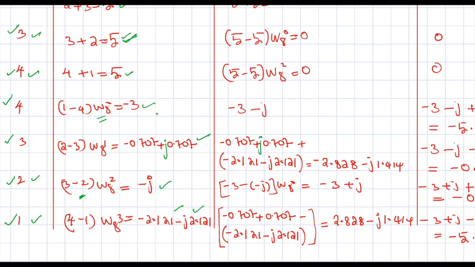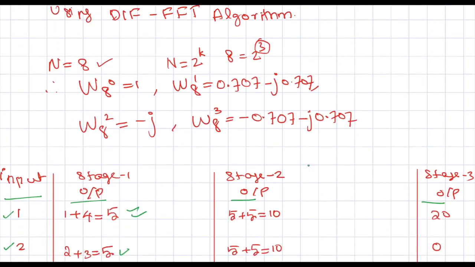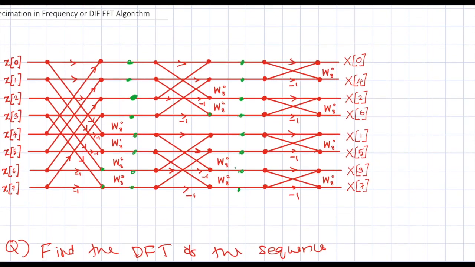Then you will have to take this 3, subtract this one, then you multiply it with W80, so that will be this number. Then you take this number, then you subtract this number, then you multiply it with W8 square. So after that you will get this result. Okay, so we have done with the stage 2.